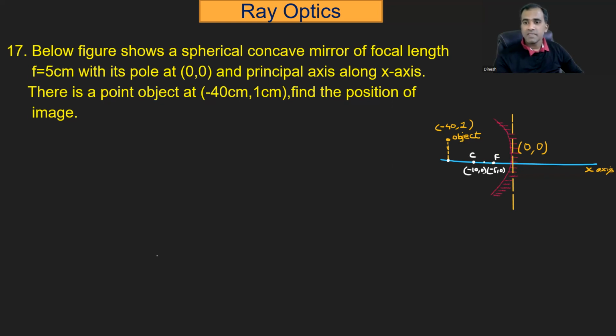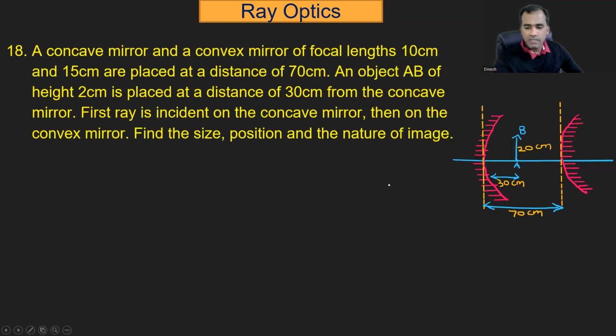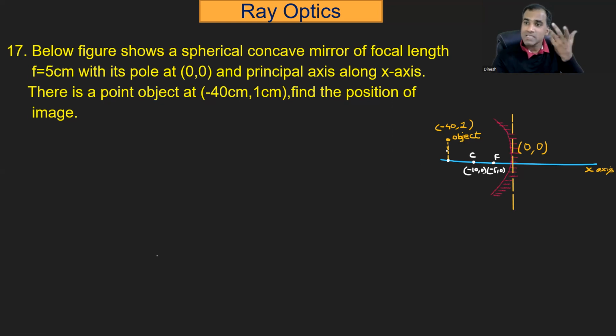Between C and F. And what will be the position of the image? Means it will be above the principal axis or below the principal axis? Below, correct? Yes. So this is a point object only, but treat it like an extended object now. Though it is a point object, treat it like this. If there is an extended object like this, the image will be something like this now. Correct? So it should be smaller. So let me draw it smaller.